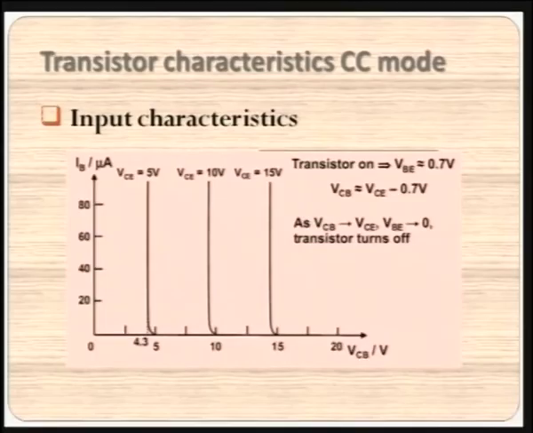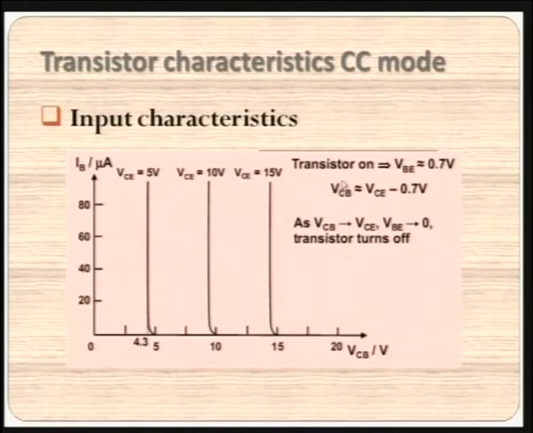Whenever this terminology comes, we should keep in mind that it is a common collector mode. In common collector mode, how do the characteristics look? Let us take the case of the input characteristics. This is the input characteristics of the transistor in common collector mode. As I have shown in the diagram, if the VBE is approximately 0.7 and above, the transistor is on.